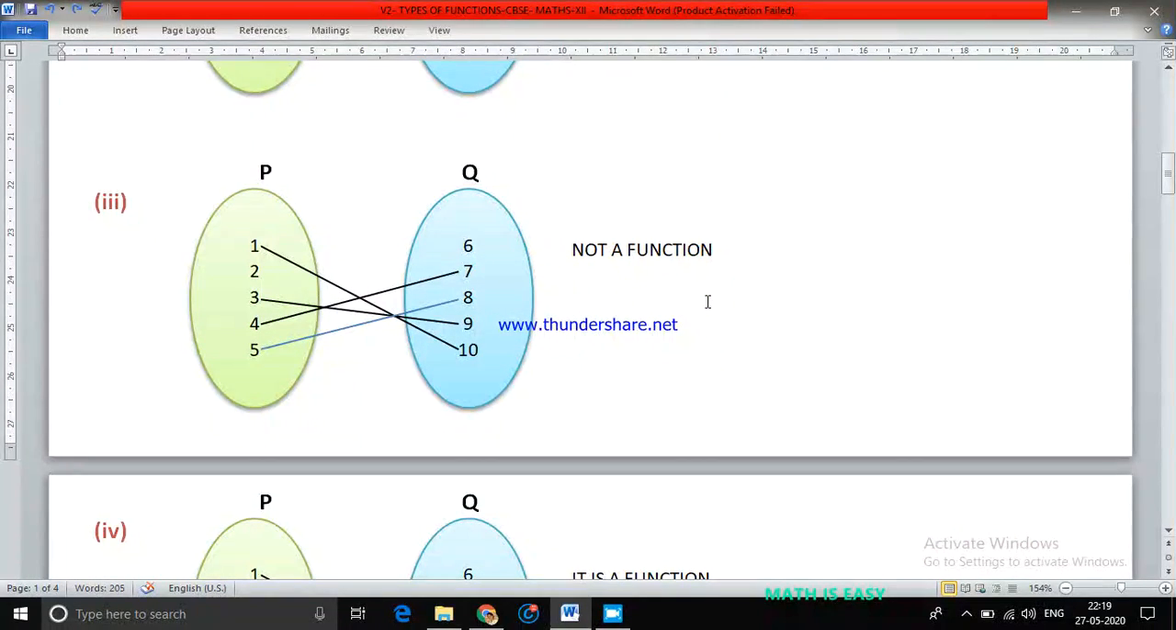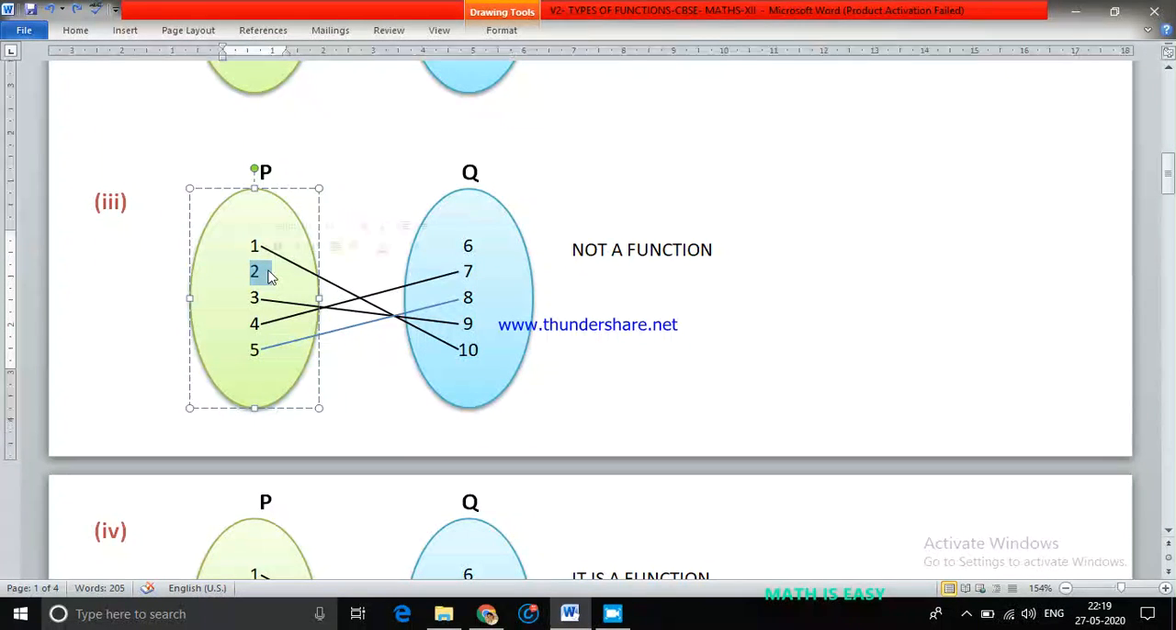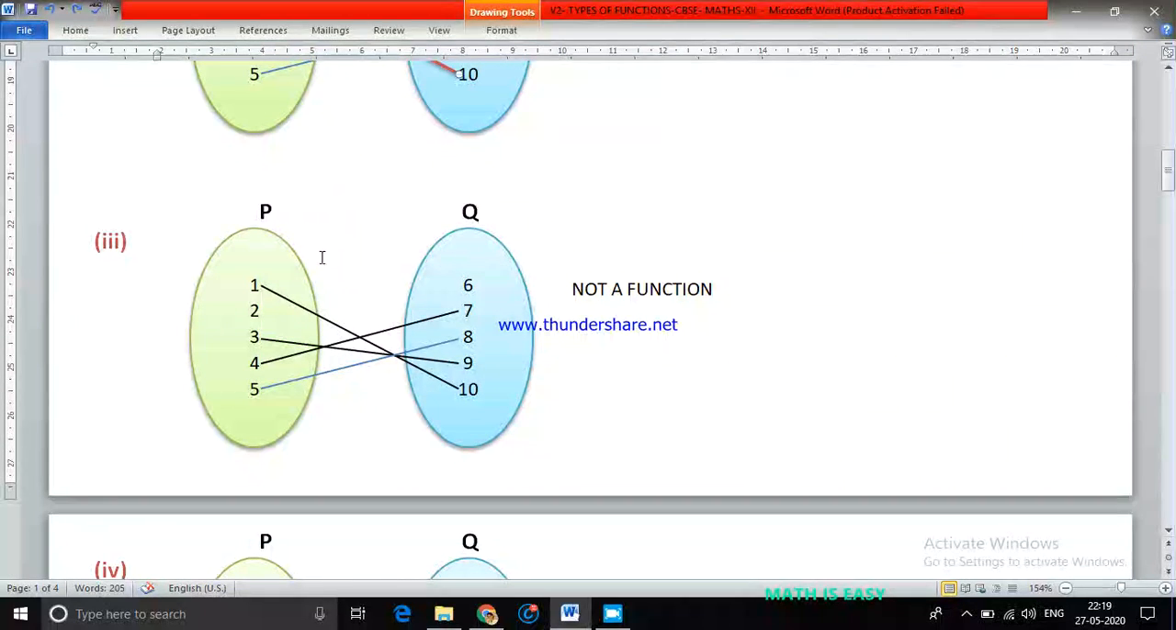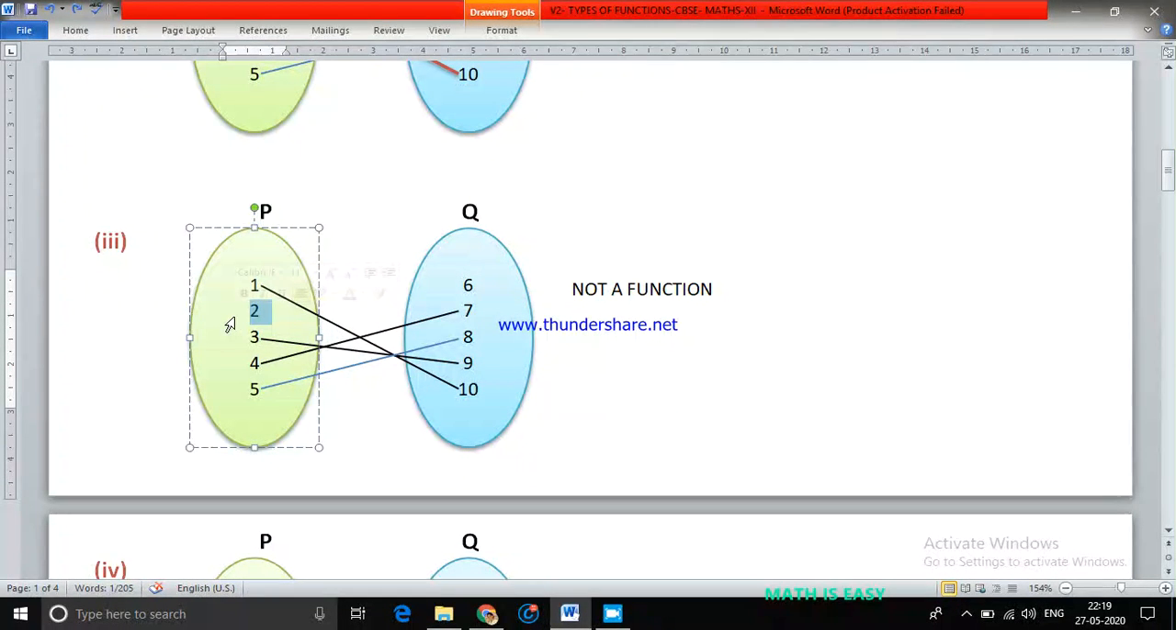If I go to the third one, you see here 1 has an image, 3 has an image, 4 has an image, 5 has an image. But if we see the number 2, 2 has no mapping with the elements of Q. So it violates the first point. Every element of P must have an image, but here 2 belongs to P and has no image in Q. Hence it is not a function. So in the above example it violates the second point, uniqueness, since 1 has more than one image, and here it violates the first point, since 2 has no image. That's why this is also not a function.